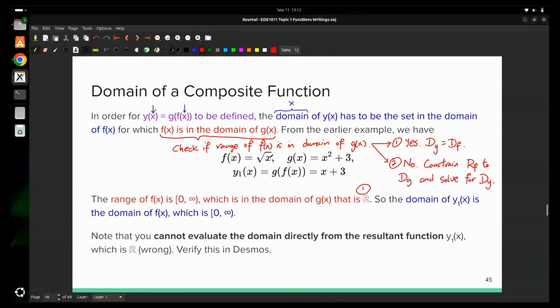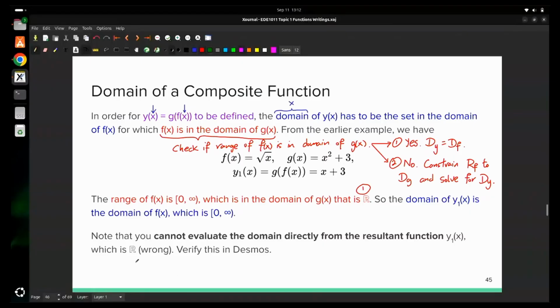Okay? Then, as long as x is defined, then you have your y1 being defined. So therefore, the domain for f must be the same as that for y1. Okay? And then you can inspect. If you were to evaluate the domain for y1 directly from this resultant function, which is x plus 3, what would you get? You will get R. You will get R. Okay?